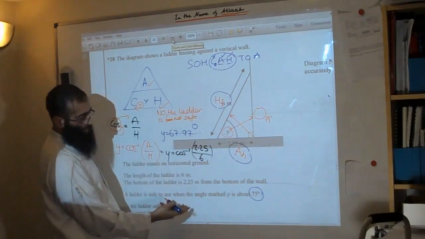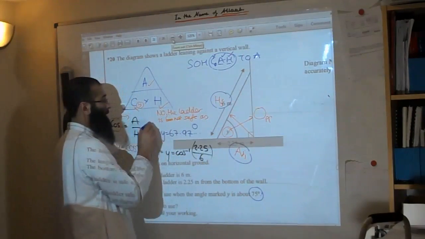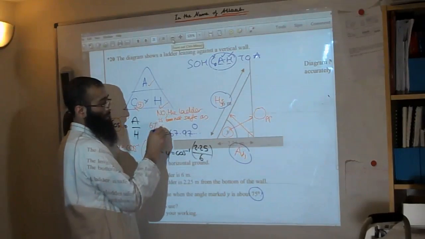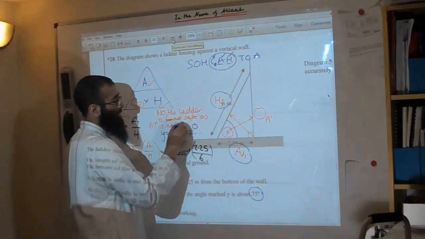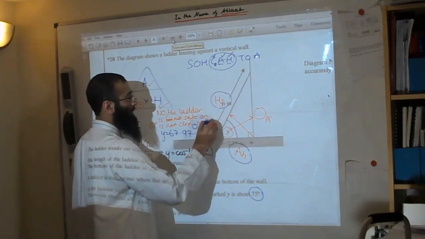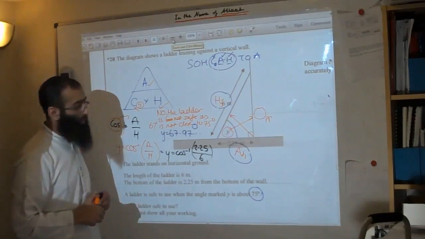Okay, as the angle is not close to 75. 67 degrees is not close to 75 degrees. So no, the ladder is not safe as it is not close to 75 degrees.